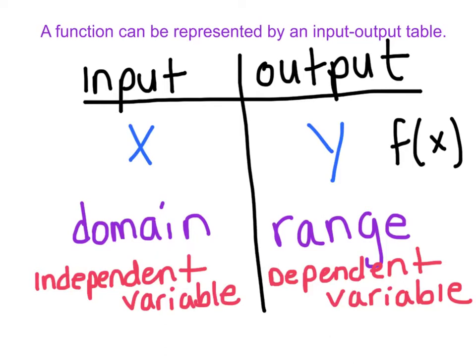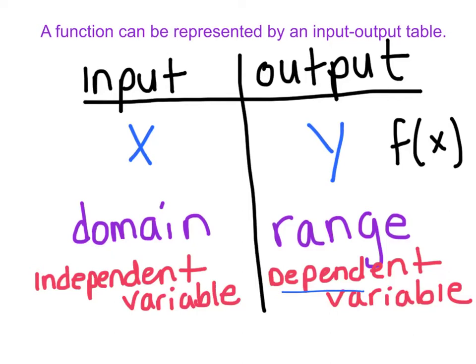The input and output can also be referred to as the independent variable and the dependent variable. If you remember learning about experimental design, you probably remember that the independent variable will change. That's what you change. So that's your input, because you'll be inputting different values for x. And then your output is the result of what you input, and that's the dependent variable. It depends on what the independent variable is.